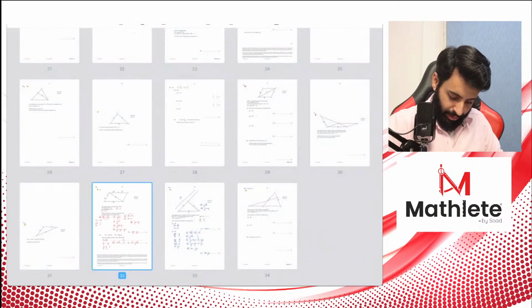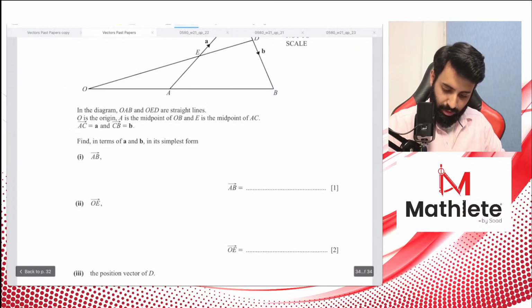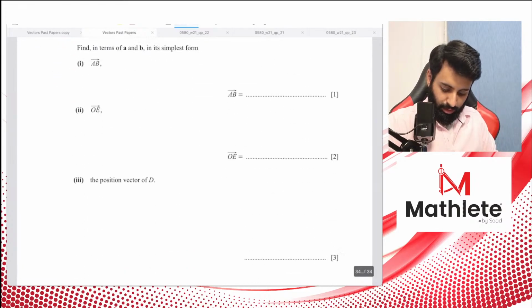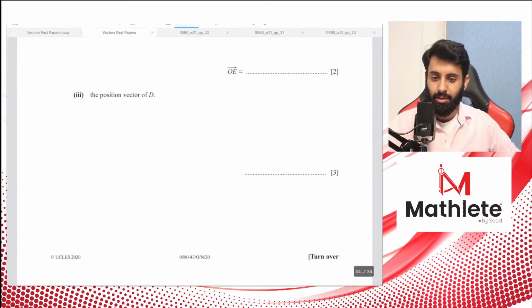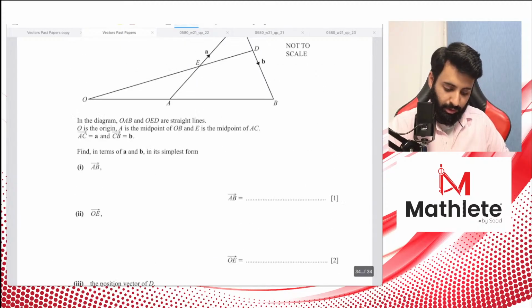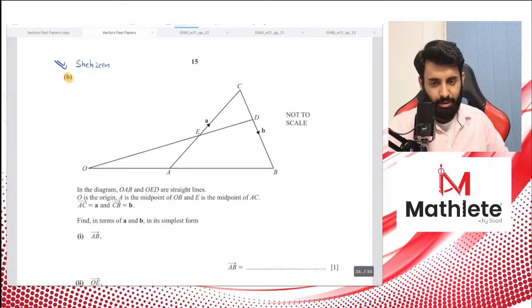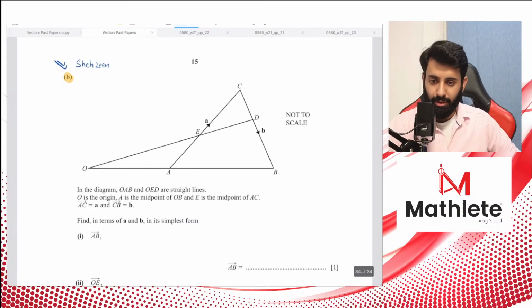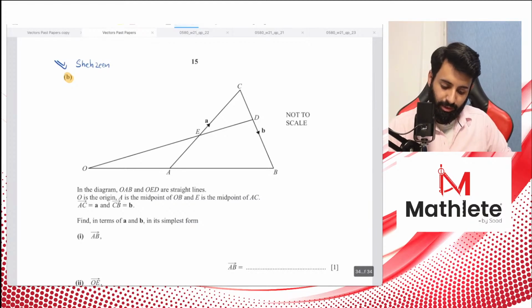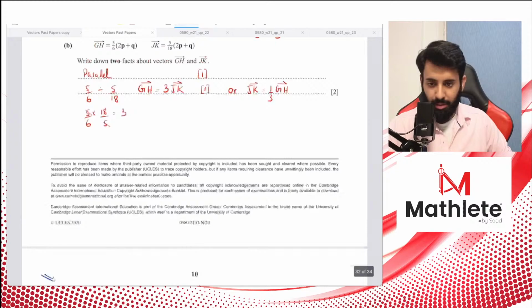Okay, let me pick another question. Here's another question. This was sent to me by Shahzeen, and this is from IGCSE, paper 4, variant 3, October-November 2020. This is also a medium level question, so I'm going to solve this, and then we're going to do some more difficult questions. If the brackets are the same, then they are parallel. Yes, if the two vectors inside the bracket are the same, that means they're parallel.